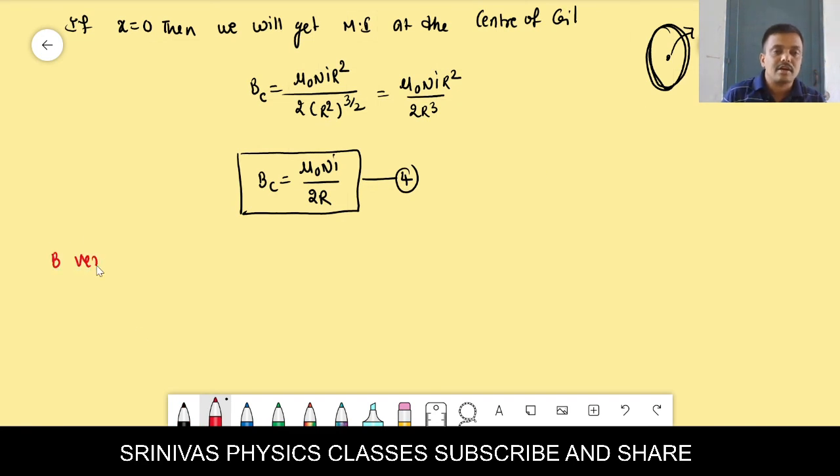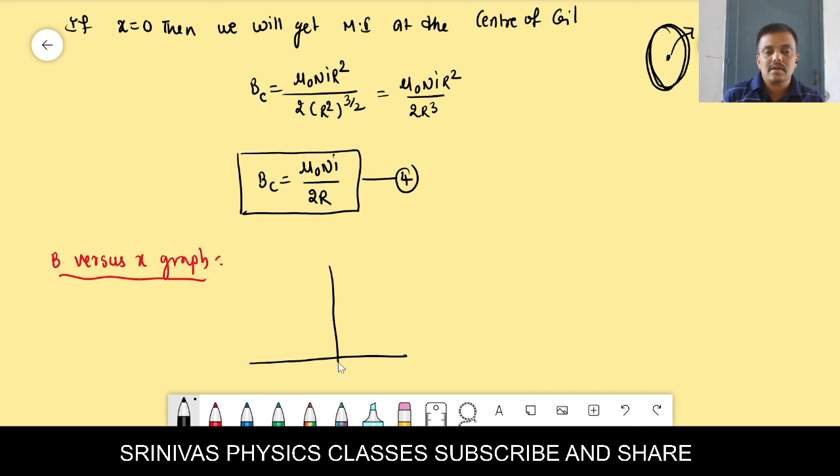Let us go for the B versus X graph. B versus X graph. X is what? X is the distance of the point, right? Let us take B on the y axis, X on the x axis. If you draw the graph, how will you get it? What is this actually? This is the center of the coil. This is a coil, it carries current I. When you go to the right side, the X positive value will increase. When you go to the left side, the X negative value will increase. From the center, we will measure the distance, right? When the distance increases, X increases, then how does the B value change? You will get the graph like this.